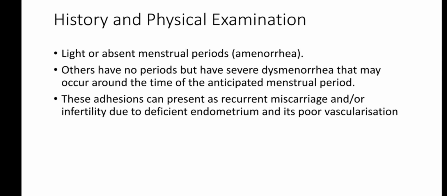The pain may indicate that the endometrial buildup occurs during the cycle, but that menstrual flow is obstructed due to adhesions near or within the cervix. These adhesions can present as recurrent miscarriage and/or infertility due to deficient endometrium and its poor vascularization.